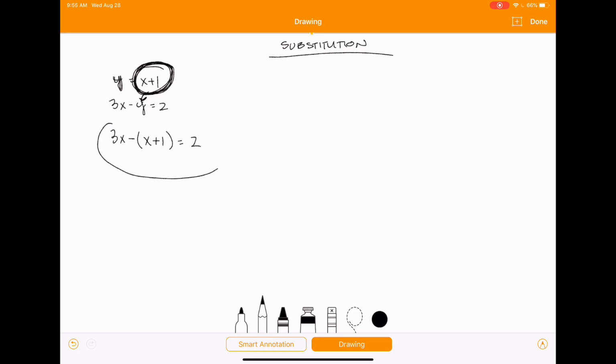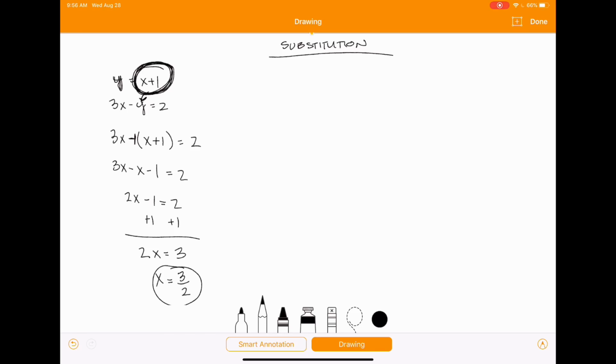Now you can see in this equation here, we've only got one variable now, so we can go ahead and solve for x. So we're going to go ahead and distribute this negative 1 into the parentheses there. So we're going to go 3x minus x minus 1 equals 2. Combine our like terms, so 2x minus 1 equals 2. Add 1 to both sides. You're going to get 2x equals 3. X equals 3 halves. All right, so now we have our x.